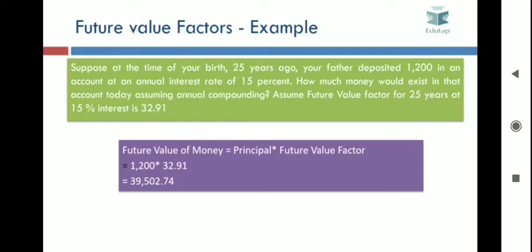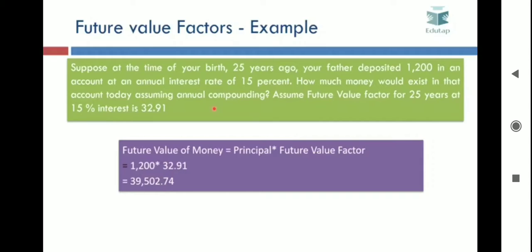Suppose at the time of your birth, 25 years ago, your father deposited 1200 in an account at an annual interest rate of 15%. So 25 years ago, the money deposited is 1200, right? And the annual rate of interest is 15%. Now the question is, how much money would exist in that account today, assuming annual compounding? That is, what shall be the value today after 25 years it was deposited?